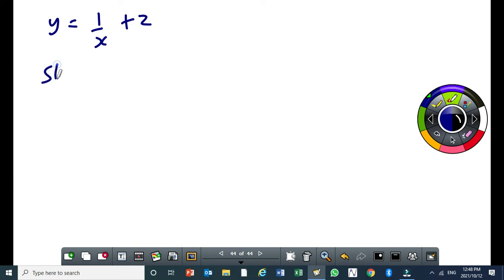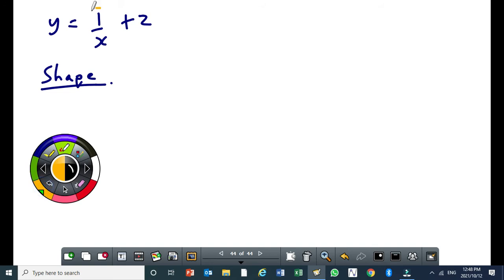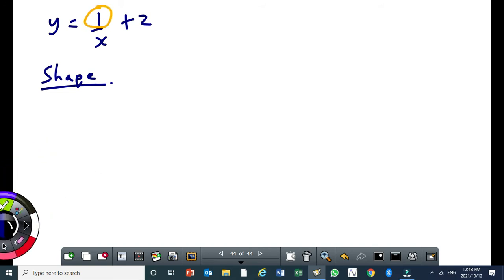Alright, the shape. The shape is determined by this constant here, that constant there. Since it is positive, it means that the value of A is positive. Therefore, when I draw my two curves, one will be in the first quadrant, the other one will be in the second quadrant. So before you draw the graph, you need to know how it looks first.